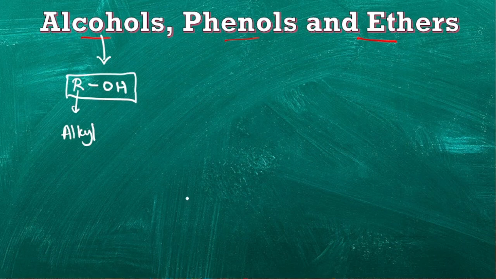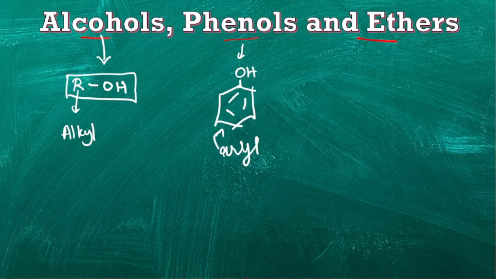We already studied haloalkanes: to the alkane, if a halogen is attached, it is a haloalkane. Similarly, to the alkyl group, if OH is attached, it is an alcohol. Similarly, if OH is attached to the benzene ring, it is called phenol. It is nothing but an aryl group with OH attached.